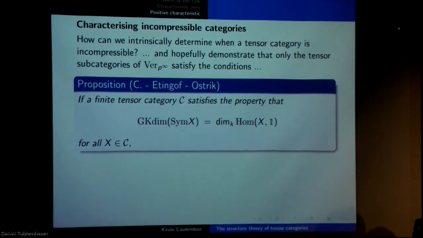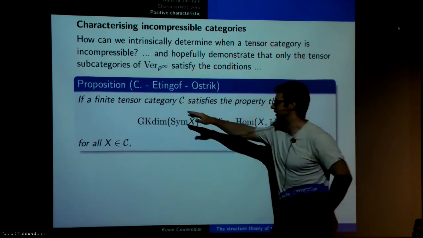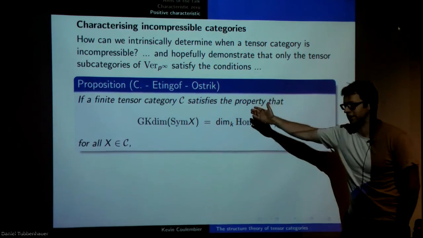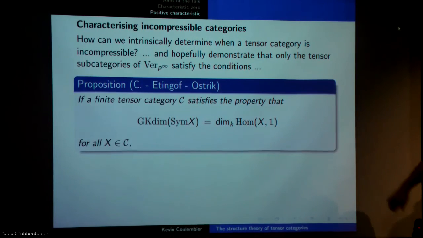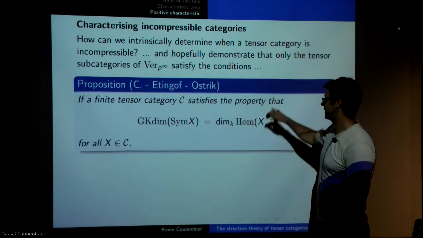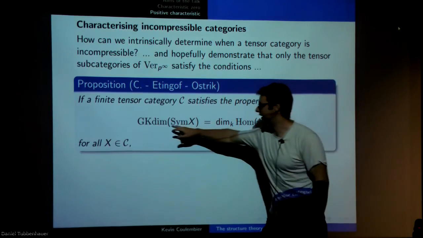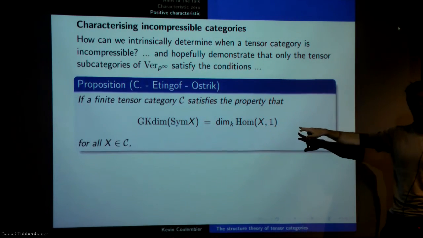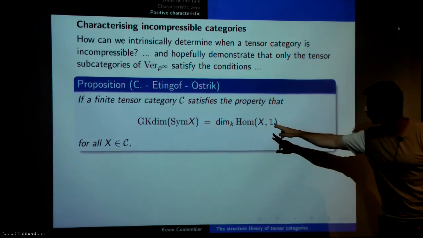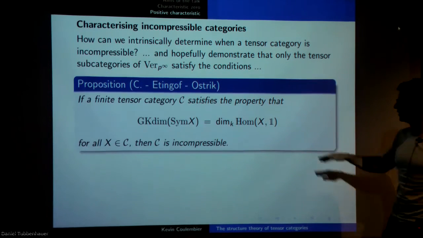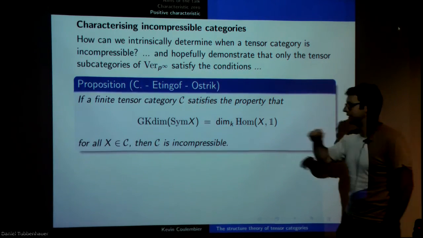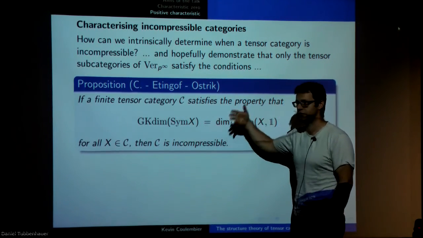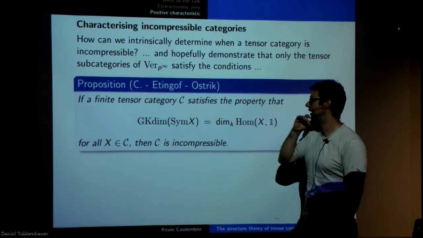One step in that direction is this nice proposition. If a finite tensor category, finitely many simples, and we have projectives, in which case it is a Frobenius category, but that's the wrong Frobenius. If it satisfies this property, that the Gelfand-Kirillov dimension of every symmetric algebra is equal to the dimension of the Hom space from X to the tensor unit. It's not quite clear why this should be interesting, but if this is true, then you can prove the category is incompressible. By this, I mean, you just take the growth rate of this symmetric algebra, for instance, using the length of the object or the Frobenius-Perron dimension.